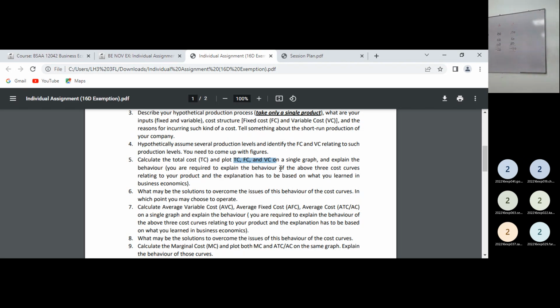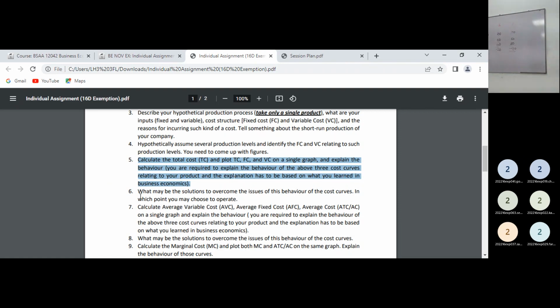You are required to explain the behavior of the above 3 cost curves relating to your product, and the explanation has to be based on what you have learned in business economics. Now, what I have realized is that when I have given this kind of a thing, you need to explain the behavior relating to your product, not based on Investopedia. Are you getting what I'm saying? Not based on Investopedia or Corporate Finance Institute or Wikipedia, or something like that. You need to explain the behavior relating to your product. Is it easy? Just calculate the total cost, plot it on a graph and explain it.